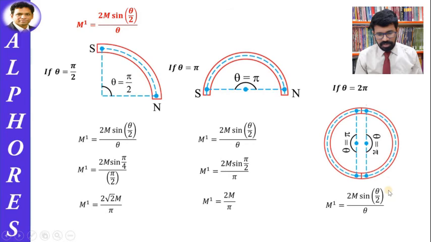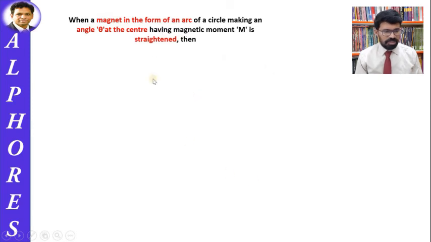This is what the resultant magnetic dipole moment is, right? So here theta value is 2 pi. So if I replace this theta with 2 pi, the 2 gets cancelled and I am left with sin pi. Sin pi is equal to 0. If sin pi is 0, this M dash will be 0. So the resultant magnetic dipole moment will be 0 if a thin bar magnet is bent in the shape of a circle. So this can be a conceptual question.